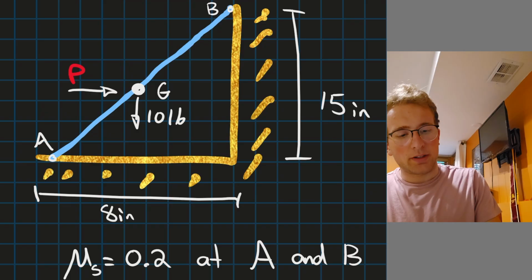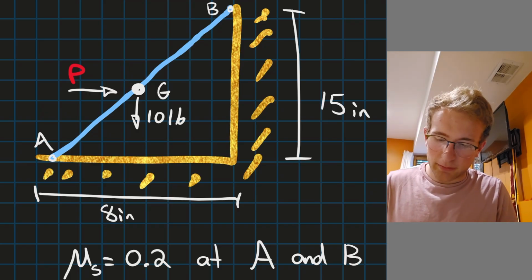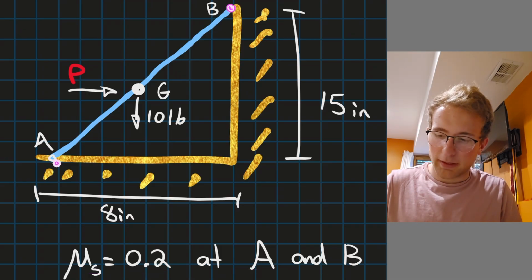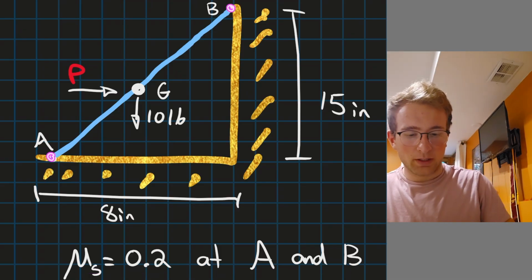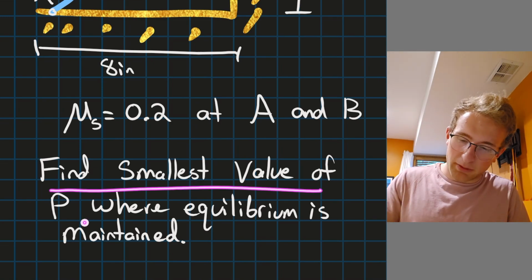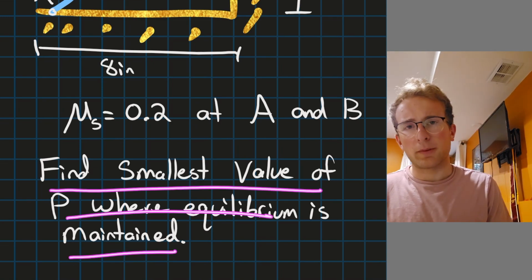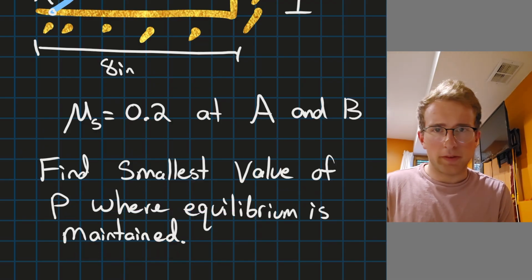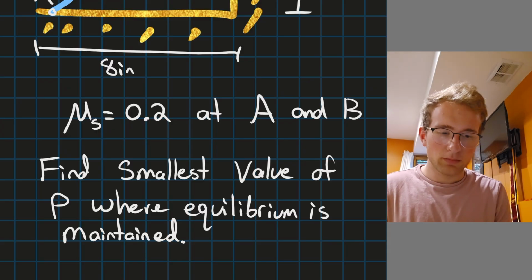Okay, and we are given that the coefficient of static friction at A and B, so A and B right there, is 0.2. And our mission here is to find the smallest value of P where equilibrium is maintained. Equilibrium just meaning sum of forces, sum of moments is 0.